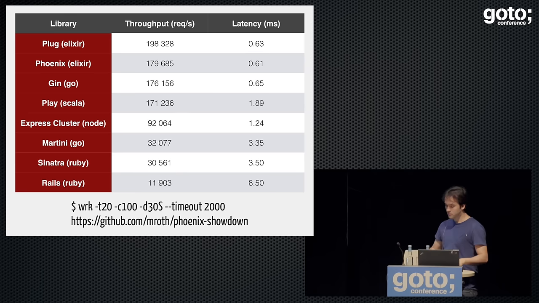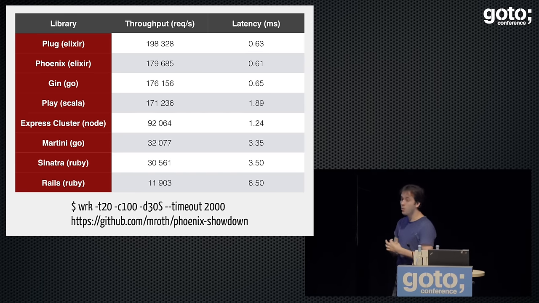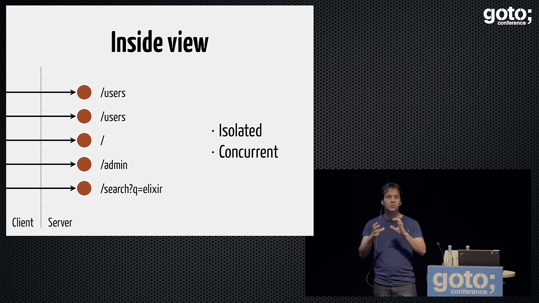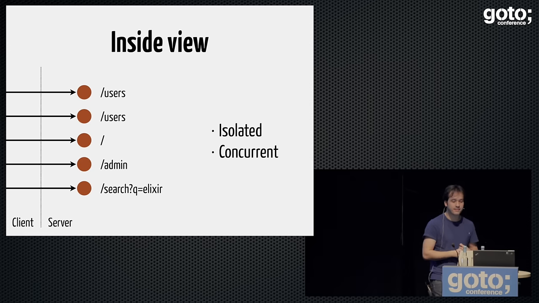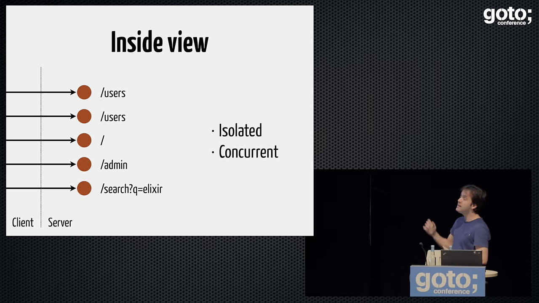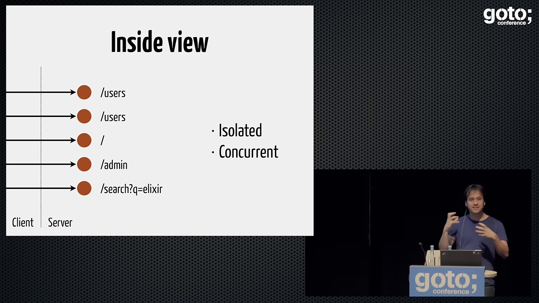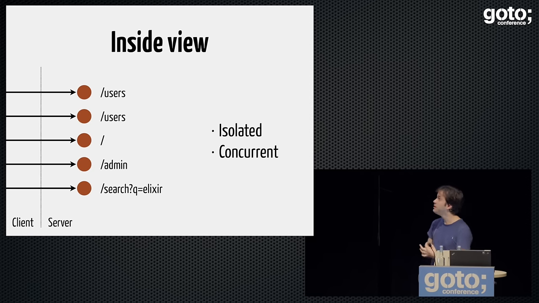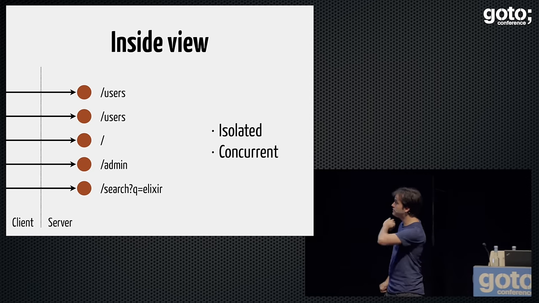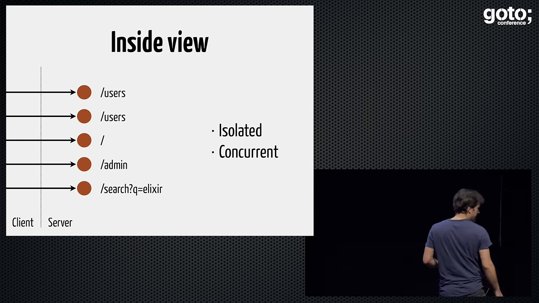So before we finish the performance section, when we talked about channels, we had that inside view so we could understand how things were working internally and how that would affect the developer. Now let's do the same for regular HTTP requests, just to have this idea of how things are working inside the virtual machine when we are using Phoenix and receiving a bunch of requests. Okay? So let's take this inside view again. On the left side, we have the client. On the right side, we have the server.